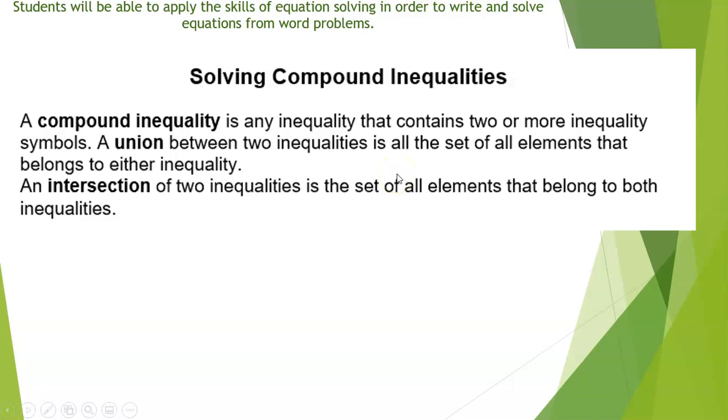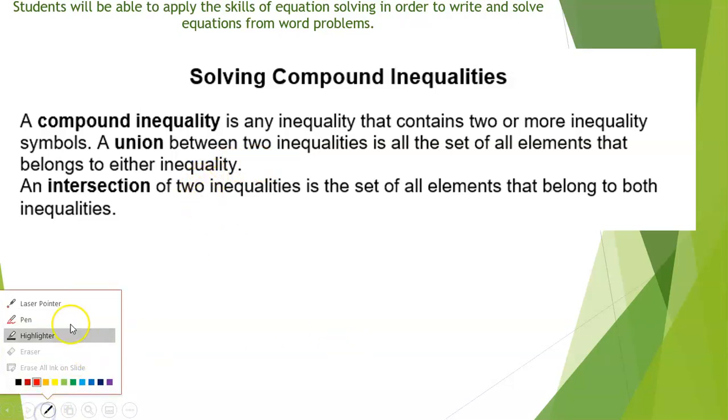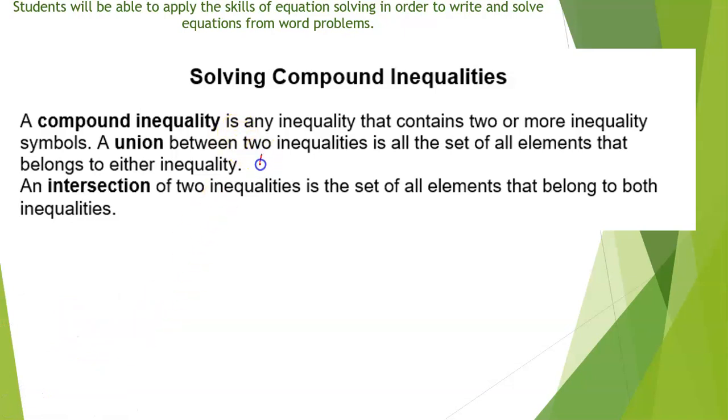A compound inequality is an inequality that contains two or more inequality symbols. A union between inequalities is all of the set of elements that belongs to either inequality. A union is when you're looking at an or statement. An intersection is when you're looking at an and statement. So if we're looking at a union, we're going to see the word or between our two inequalities. If we're looking at an intersection, we're going to see the word and between our inequalities.